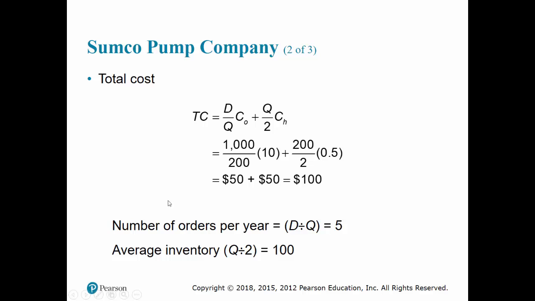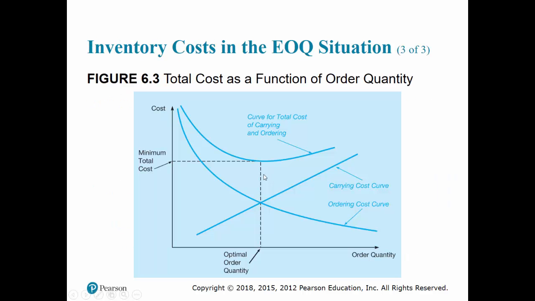So here, the number of orders per year, D over Q, is 1,000 over 200, which is 5. Average inventory is Q over 2, that is 200 over 2, which is 100. And you see that the two individual costs are exactly the same. That's because the minimum cost occurs exactly at the point where these two lines intersect.